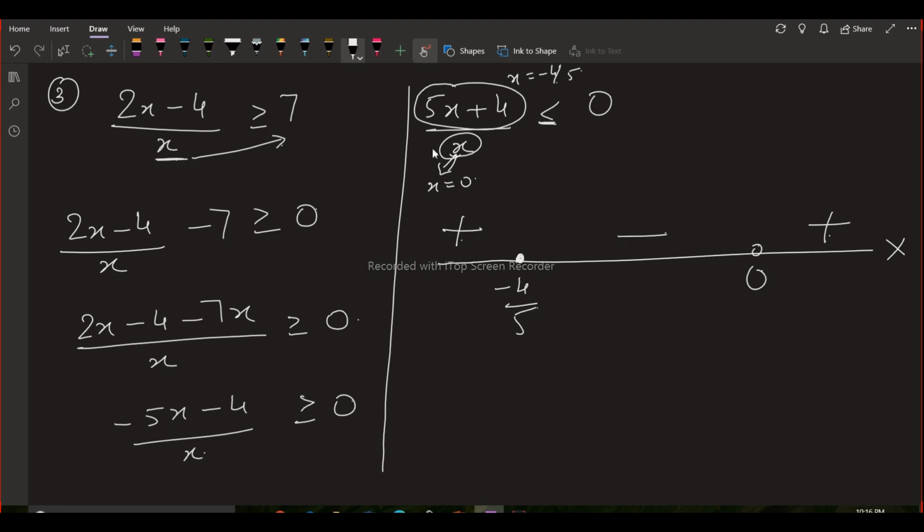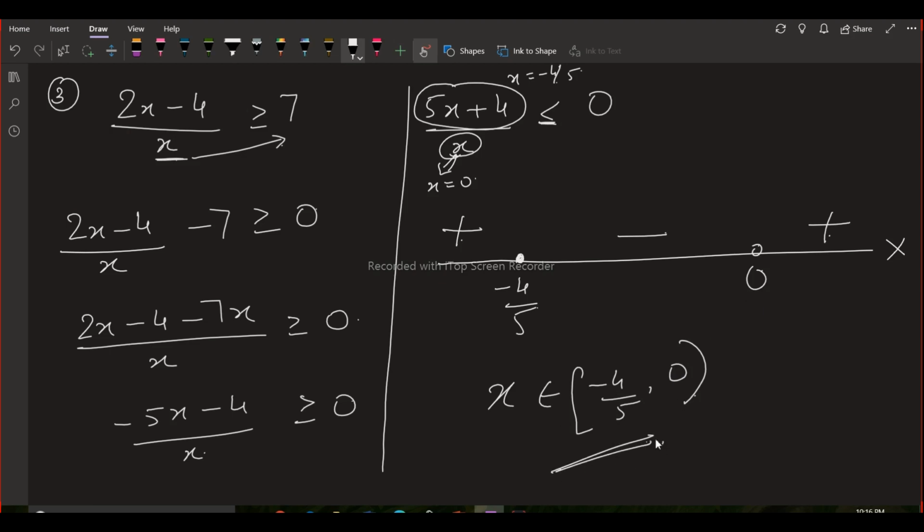Now when we started the sum, this was greater than equal to 0, but we ended up getting less than equal to 0. So we need less than equal to 0. So less than equal to 0 is when x belongs to minus 4 by 5 with a box bracket, but it cannot be equal to 0, so at 0 you have a round bracket. So this is the answer.